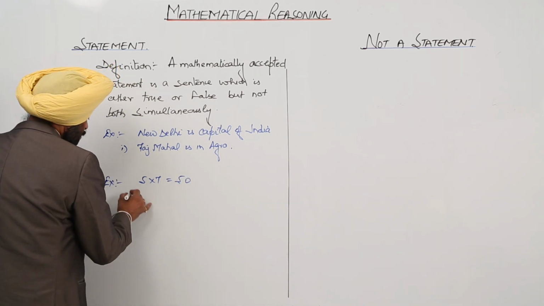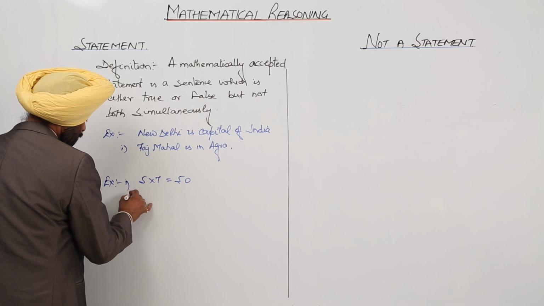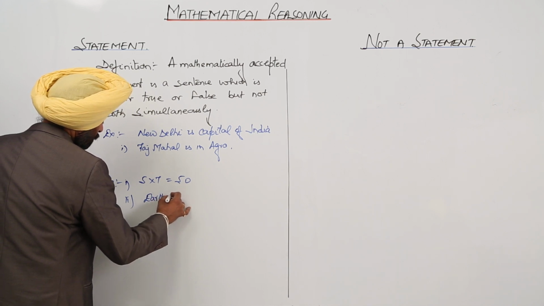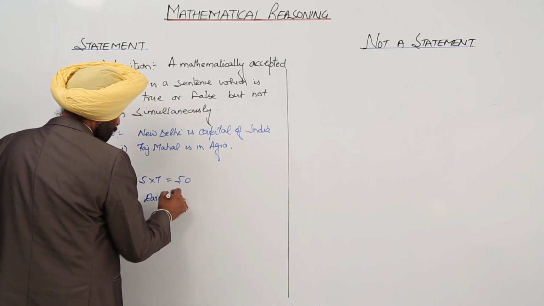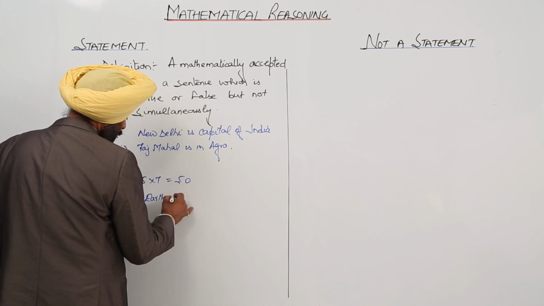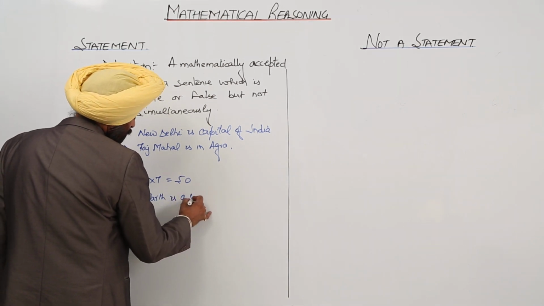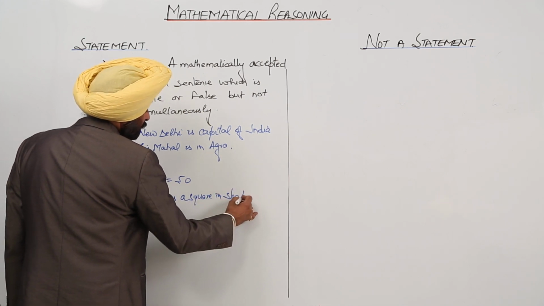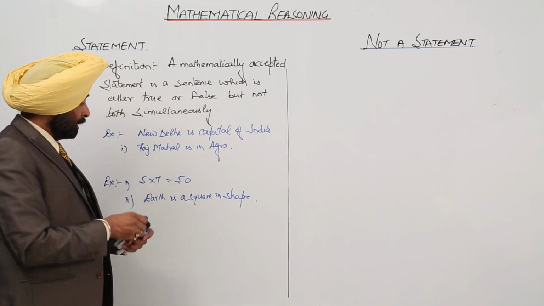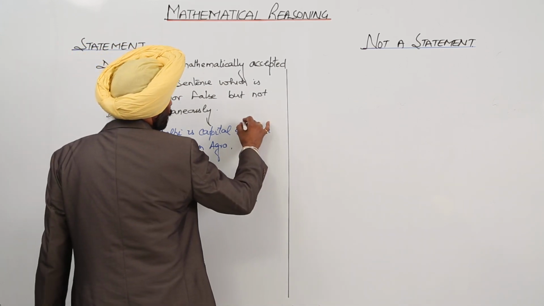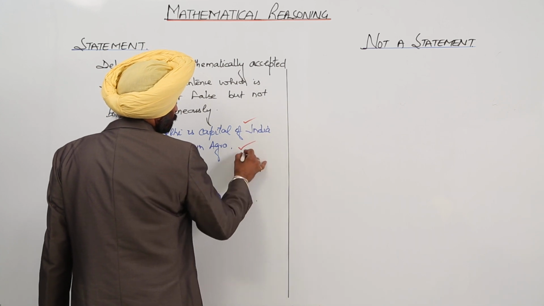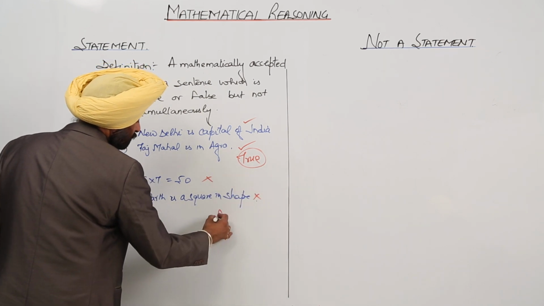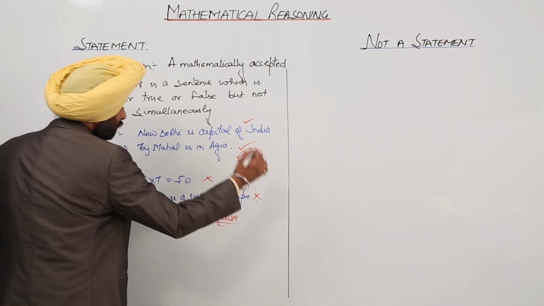Okay, then we can have: Earth is a square in shape. So we can take a number of examples. Now the first 2 examples, this one is true, this one is true, so true. This one is false, this one is false, so false. Now let's go for the definition.